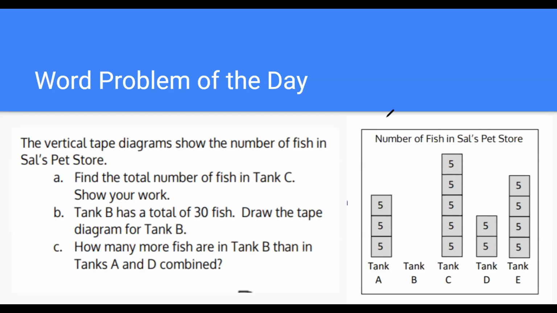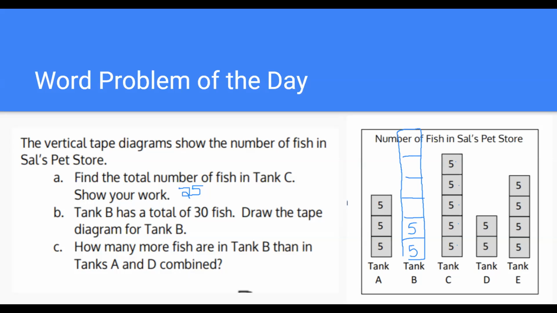Find the total number of fish in tank C. Show your work. Well, I'm going to skip count. So 5, 10, 15, 20, 25. Tank B has a total of 30 fish. Draw the tape diagram for B. Now, when you do this, you really want to try to use the squares that are already there on either side to draw equal groups. 5, 10, 15, 20, 25, 30.